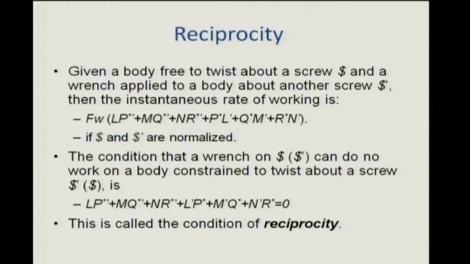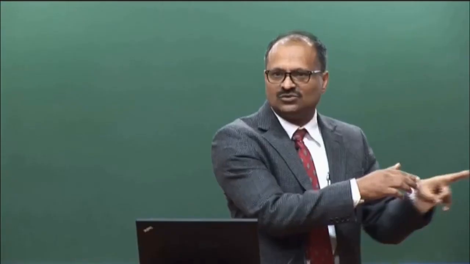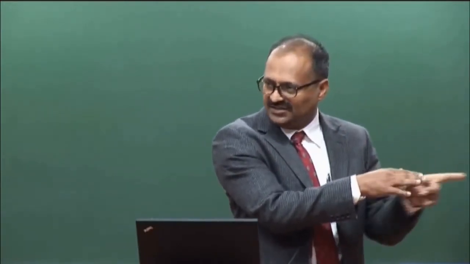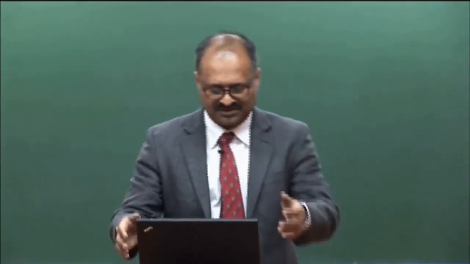So if essentially you have two screws, then the instantaneous rate of working is this. Suppose I open the door and I am pushing exactly along that, then I can define another screw in this line. It's free to move about that, so you define a twist about that, and I am pushing in this direction, so you define a wrench in this direction. Or maybe this is a better example. You are free to twist about this axis.